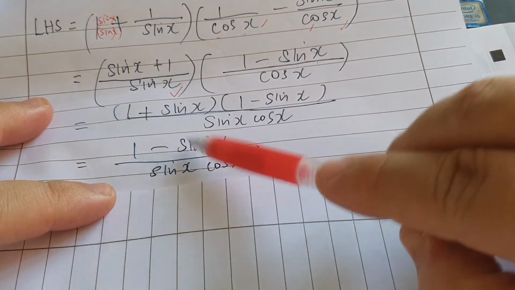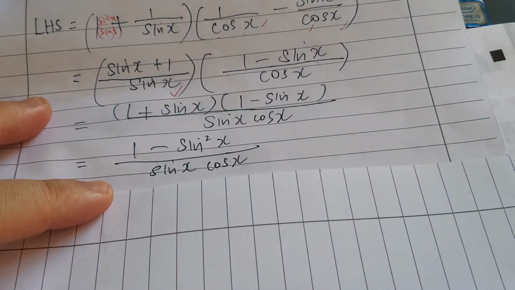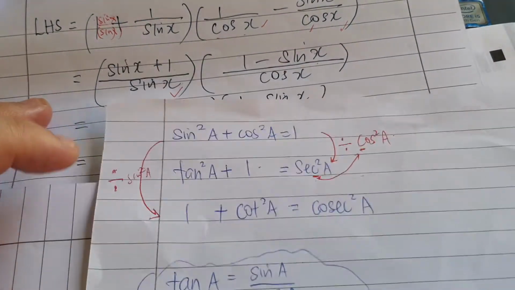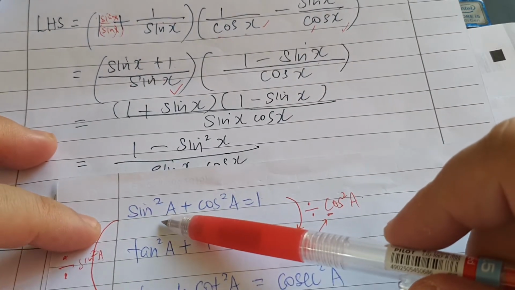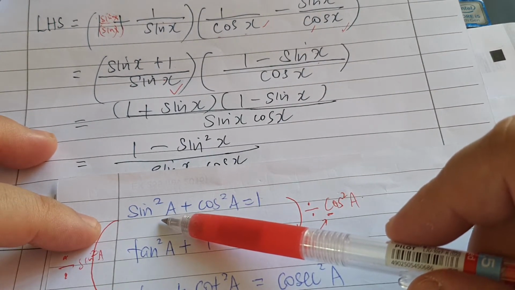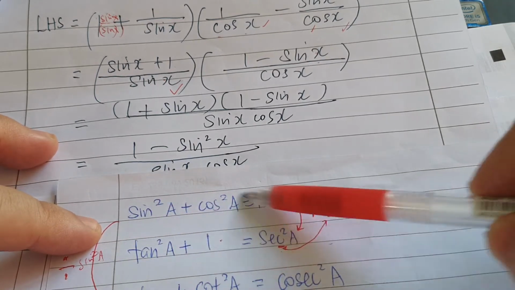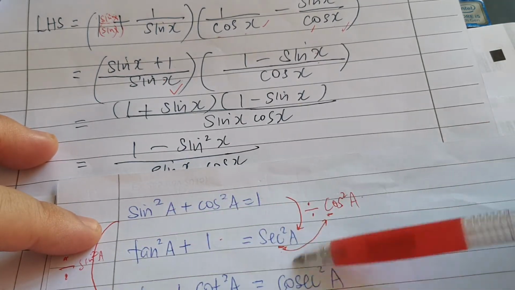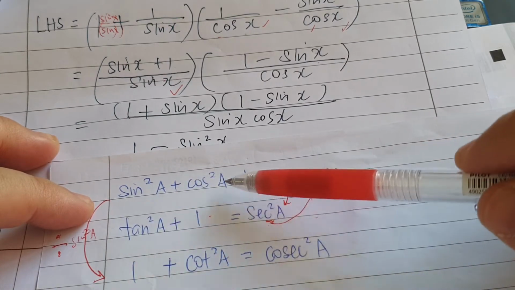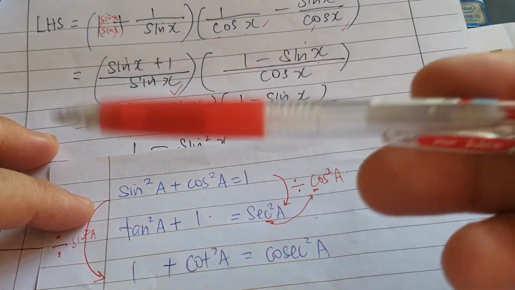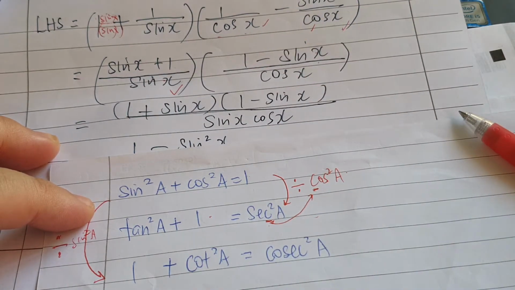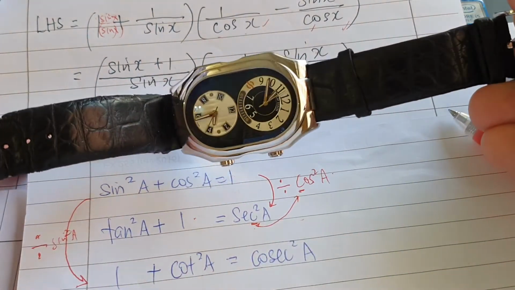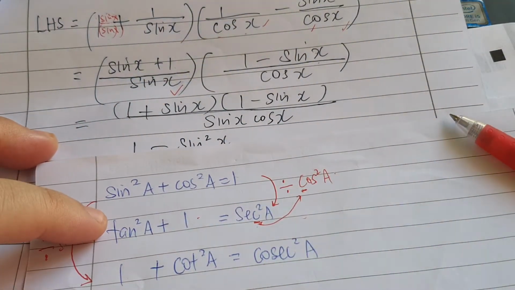Doesn't this look familiar? The numerator? If it doesn't look familiar, that means you don't know this. Okay. So, I guarantee you, 100%, guarantee you, this will come out in your end of year exam. If it doesn't come out, you can look for me, okay? I give you this pen, okay? And I give you this watch, very nice watch, okay? If it doesn't come out, I give you this watch.